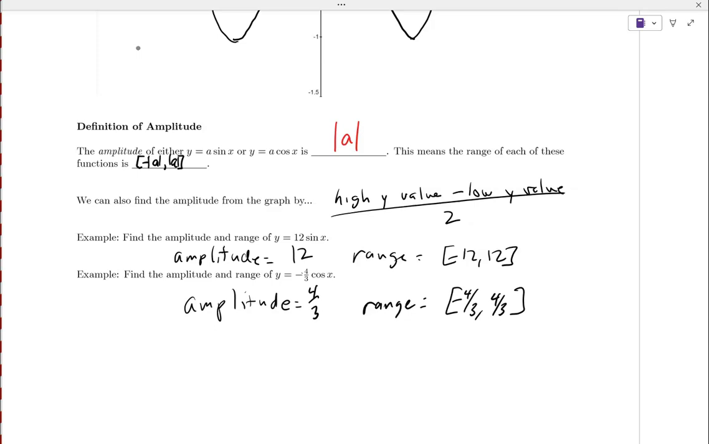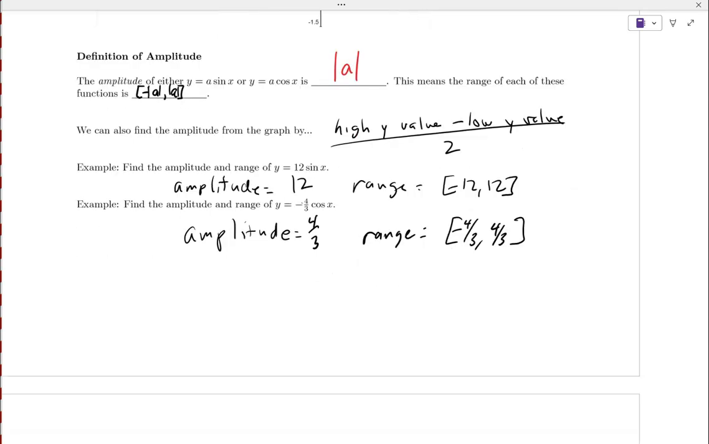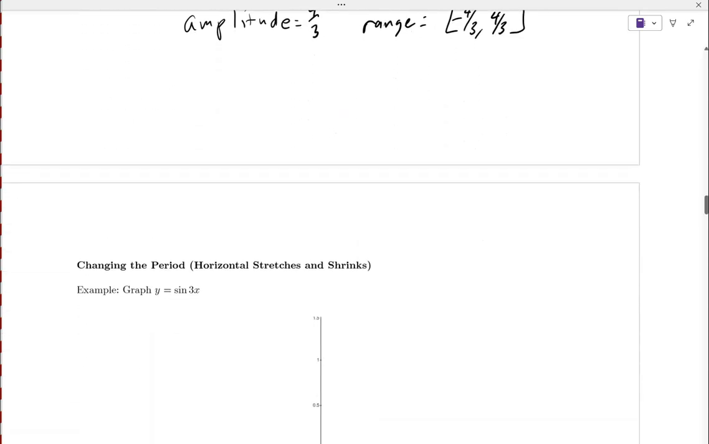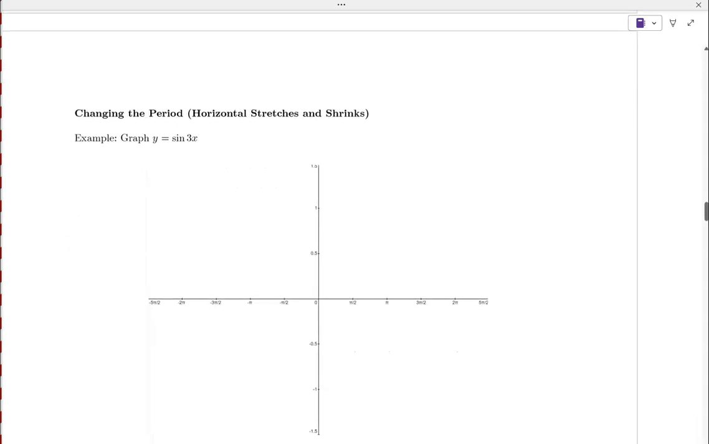All right, so this is just one shift, right? This is one shift, one transformation, and it was a vertical shift. So let's talk about another transformation. Let's do the vertical stretch or shrink. Let's talk about horizontal stretches and shrinks.